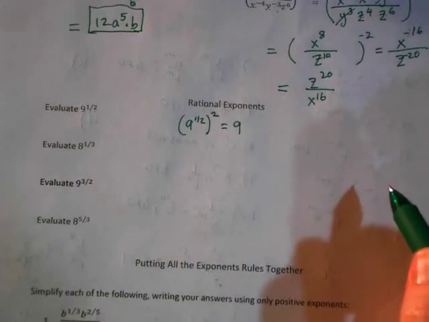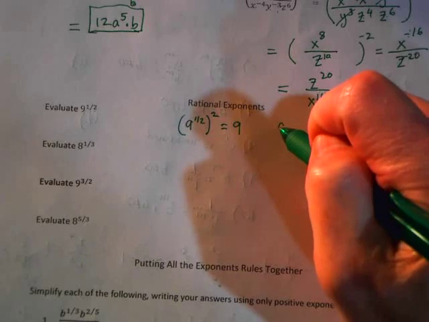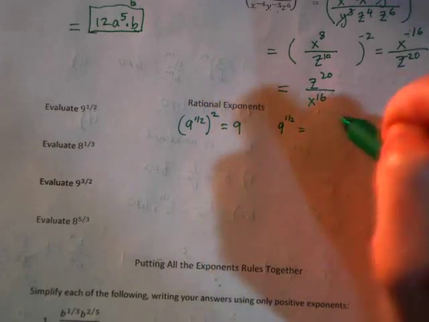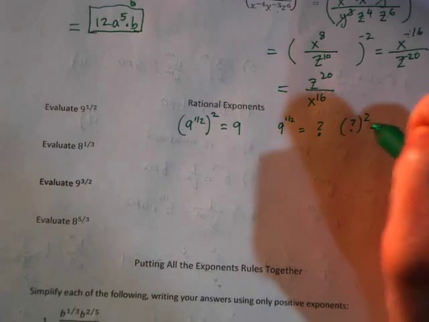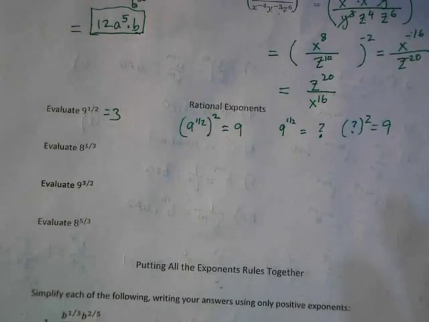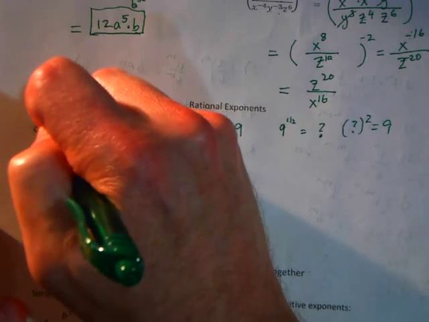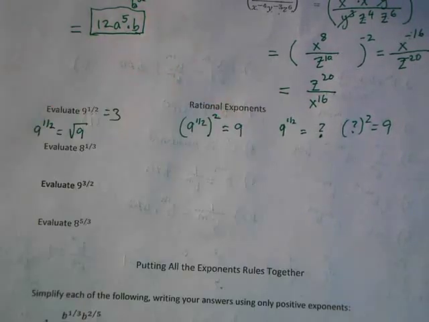I would get 9. In other words, 9 to the 1/2 is the same as something, and when I take that something and square it, I get 9 back. Well, that's 3. Another fancy way of saying all this is that 9 to the 1/2 turns out to be exactly the same as the square root of 9.